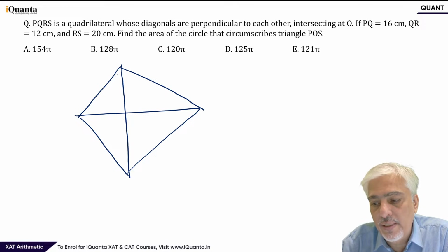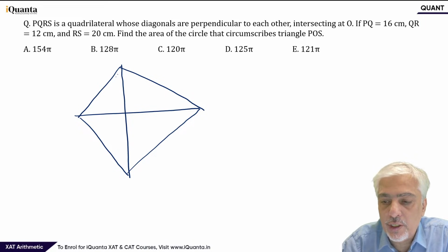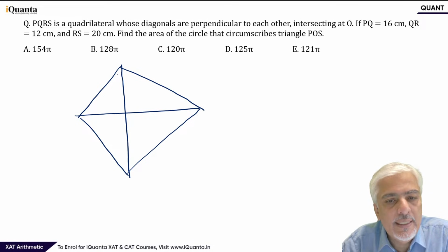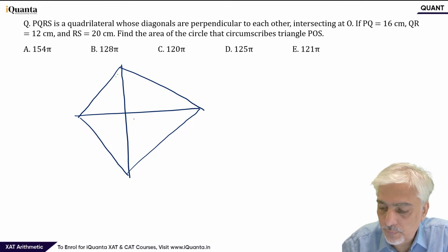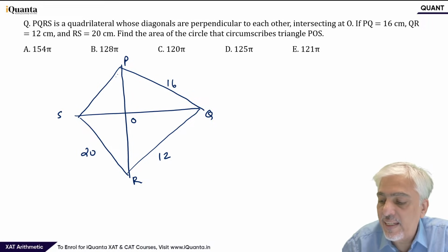PQRS is a quadrilateral whose diagonals are perpendicular, intersecting at O. PQ is 16, QR is 12, RS is 20. Find the area of the circumcircle which circumscribes triangle POS.